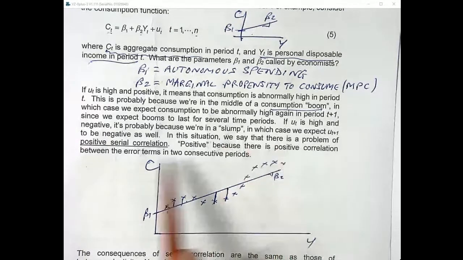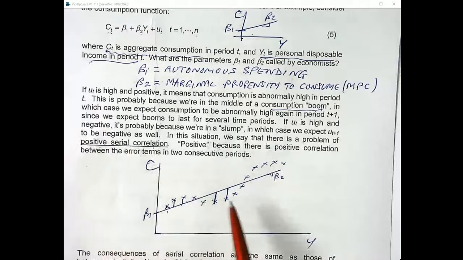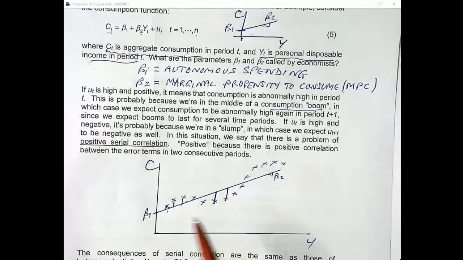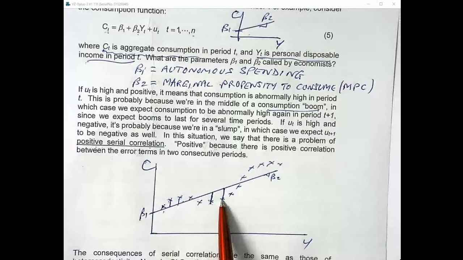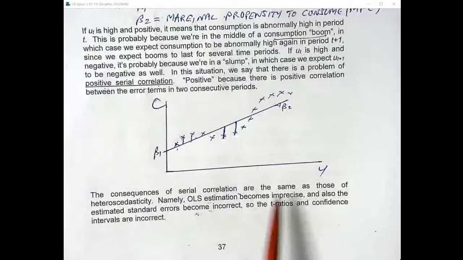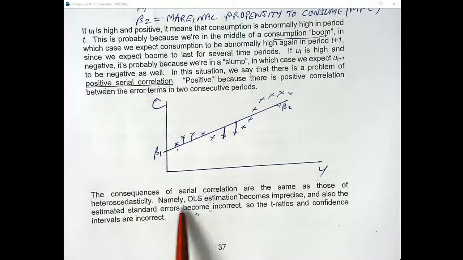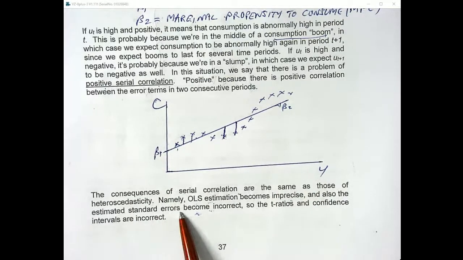In this situation, we say there is a problem of positive serial correlation. It's positive because there is a positive correlation between the error terms in two consecutive periods. So positives followed by positive, negatives followed by negative. And that's what we mean by the problem of serial correlation. The consequences of serial correlation are the same as those of heteroscedasticity, namely OLS estimation becomes imprecise because we're not taking account of all the information when we use OLS. Also, the estimated standard errors are incorrect, so the t ratios and confidence intervals are incorrect.